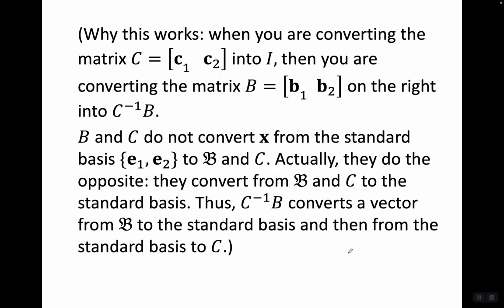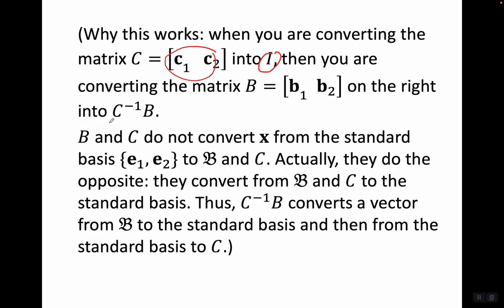Okay, here's why this works. This is a parenthetical comment. That's why I put it in parentheses. You don't have to be able to follow this, but I just thought I'd tell you anyway. When you're converting the matrix C, [c1 c2], into I, then you're converting the matrix B on the right side into C inverse B. Because basically, when you convert C into I, it's like multiplying it by elementary matrices. And the product of all those elementary matrices turns out to be C inverse.